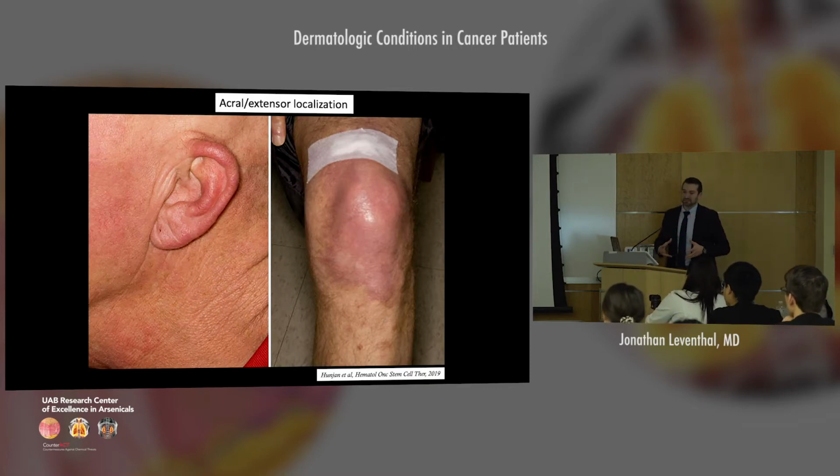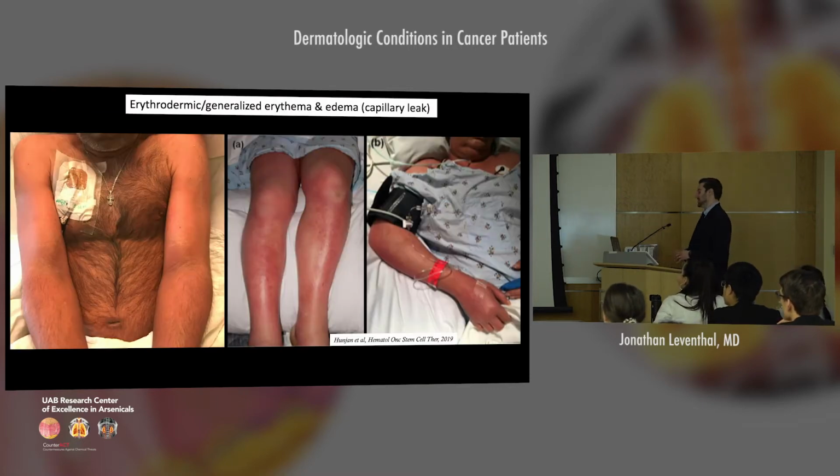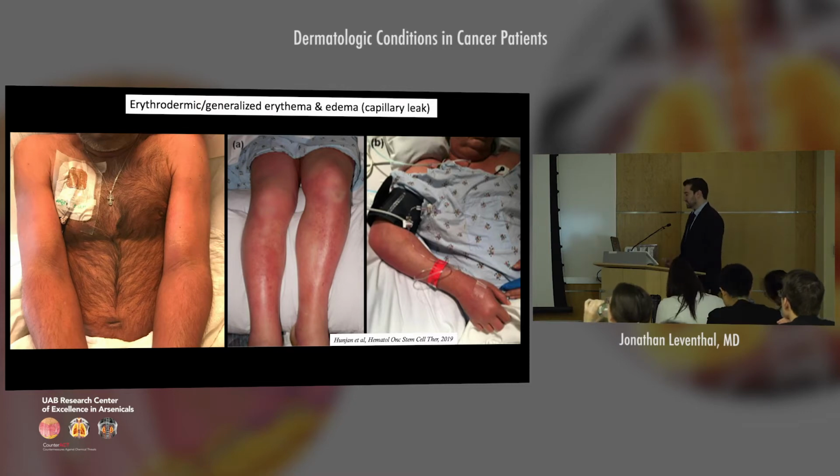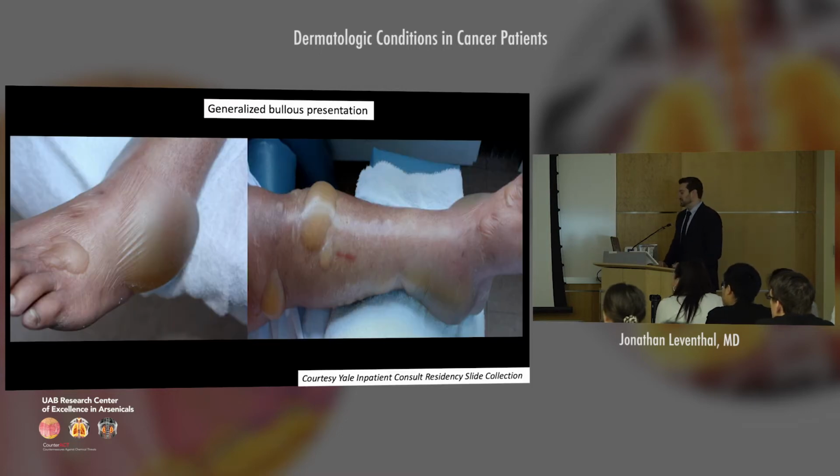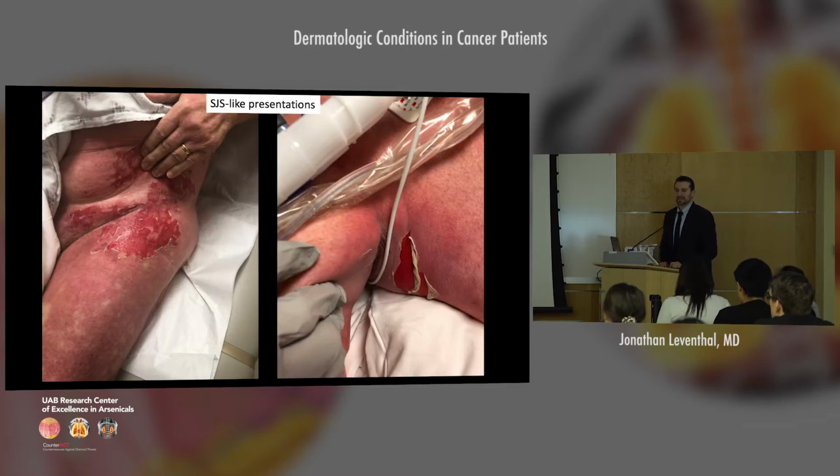But now I wanted to highlight some of the more unusual presentations to expand your minds on how TEC can present. And so this patient had erythroderma, which was consistent with TEC. But if you look at the literature, there's other cases as well presenting with this generalized erythema and edema. Some of these patients actually had an associated capillary leak syndrome with multi-organ involvement. Occasionally, we've seen patients present with generalized bullous presentations of toxic erythema of chemotherapy. This patient was on clofarabine and cytarabine, just like our patient. And very rarely, TEC can present as Stevens-Johnson-like presentations as well.